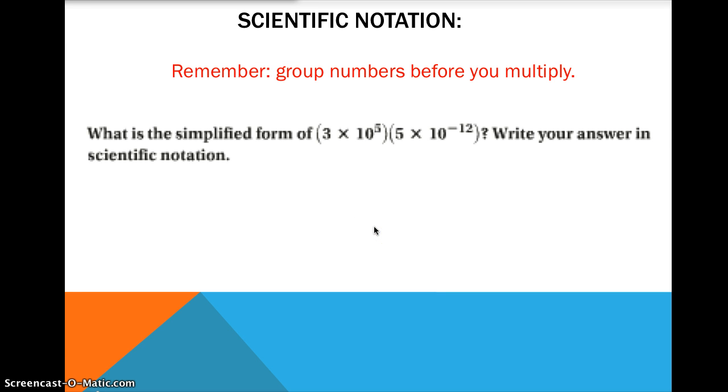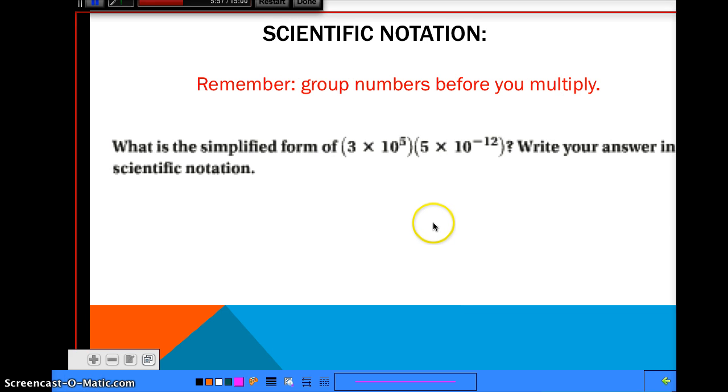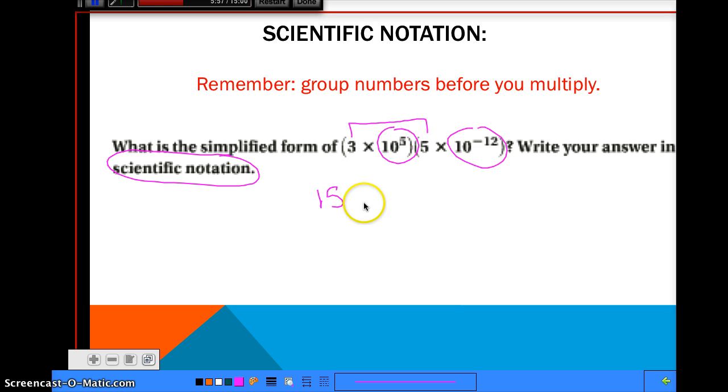All right, if they give you two numbers that they want you to multiply in scientific notation, you could change these back to standard and then multiply, and then go back, because they want the final answer to be in scientific notation, or better yet, you could multiply your numbers. 3 times 5 is 15, and same base 10, 10 to the 5th times 10 to the 12th is 10 to the 5 plus negative 12, which is negative 7.